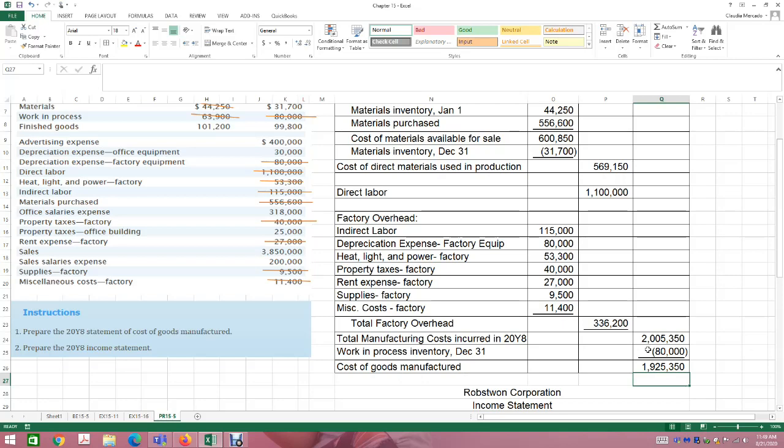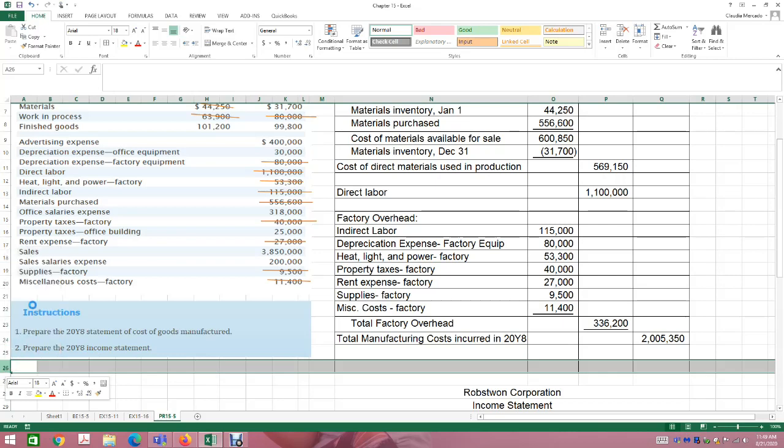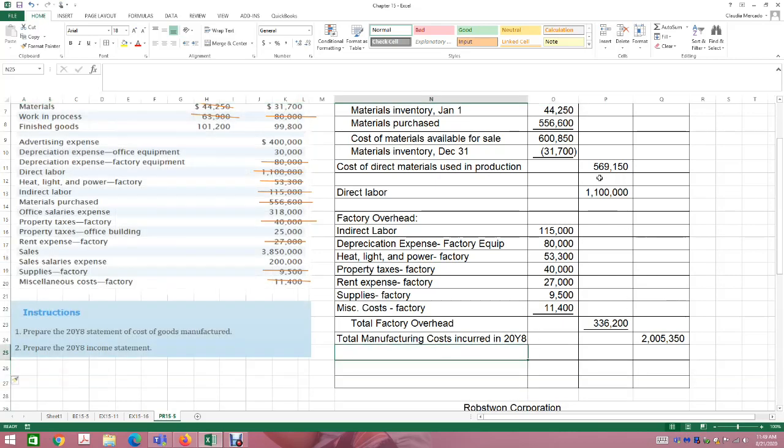I forgot a calculation here. I'm sorry. Let me see. Yes, I forgot a calculation right here. I'm actually needing another cell. Insert. Okay. So we stayed right here where we added our three numbers. Okay. Our 569, our 1.1, and our 336 gives me that 2,005,350.